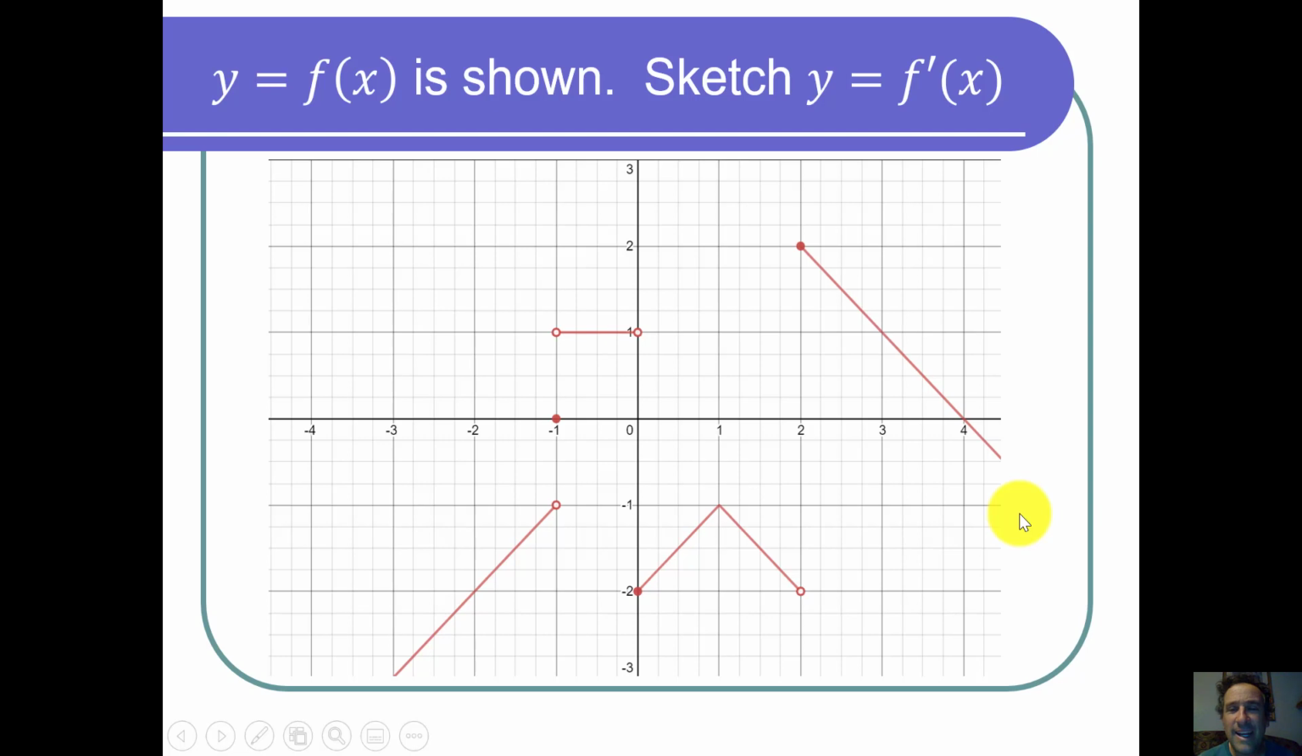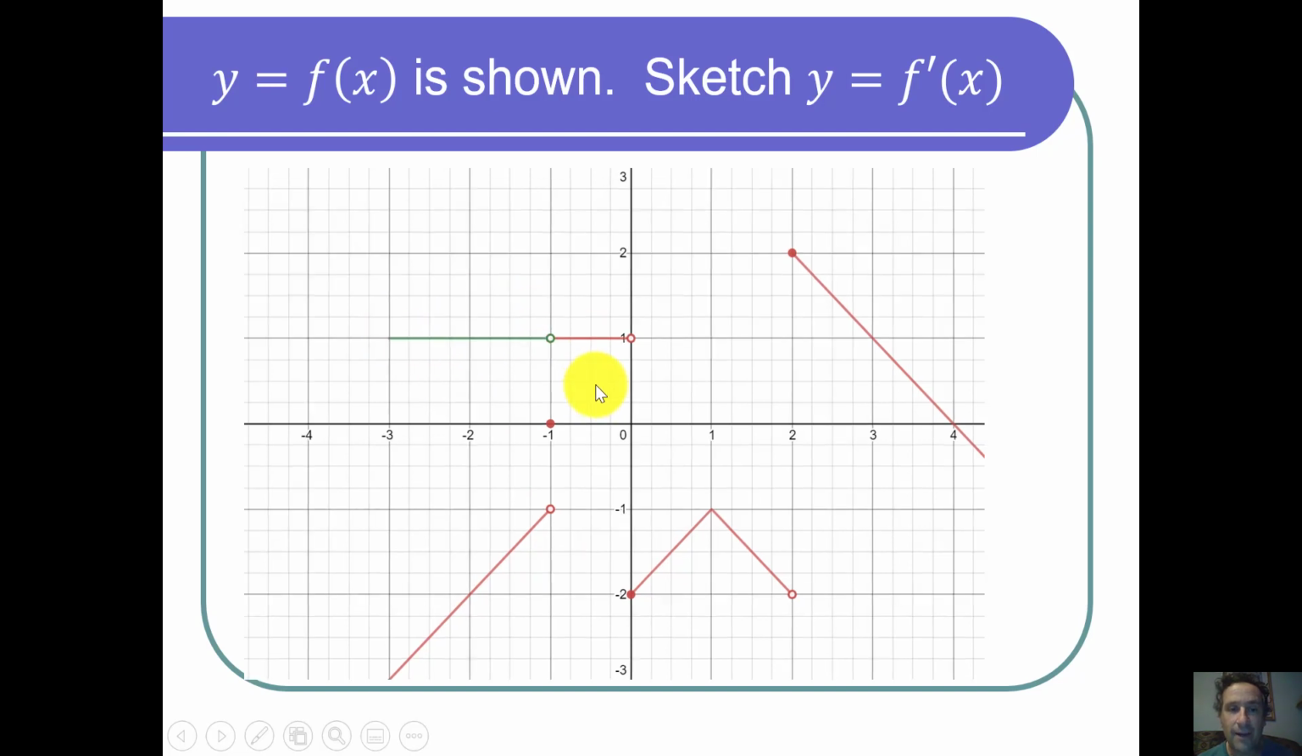So what I'm going to do is look at each piece. And the nice thing about this graph, even though it looks crazy, is that the pieces are line segments. And line segments have very well-defined slopes. So in particular, on this far left piece, from negative 3 to negative 1, the slope is positive 1. Remember, the derivative is the slope. So that means that between negative 3 and negative 1, the derivative is going to be up here at positive 1. So let's draw that.